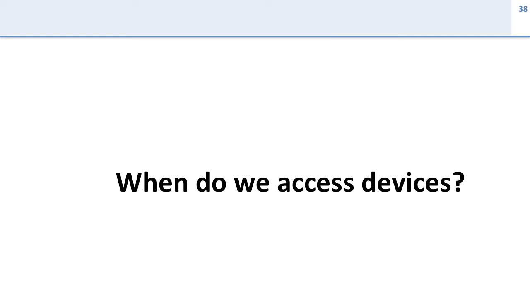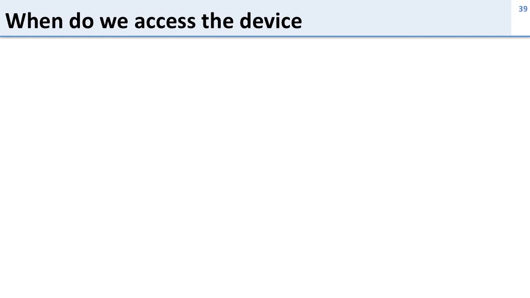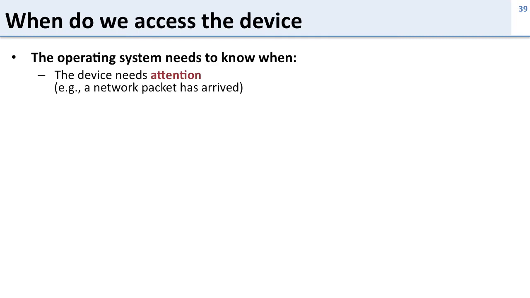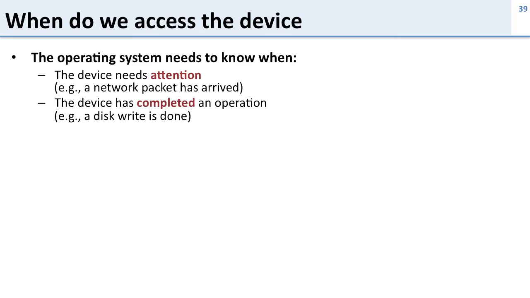Now we're going to talk about when we access devices. The operating system needs to know a bunch of things about I/O devices. It needs to know when the device needs attention. For example, if we have a network device and a packet of data has arrived, we need some way to tell the operating system there's data available to process.